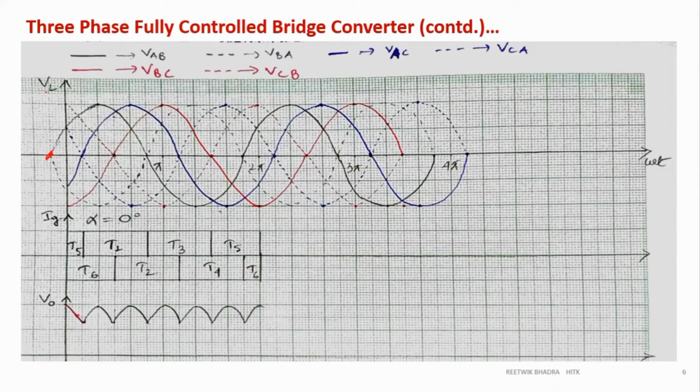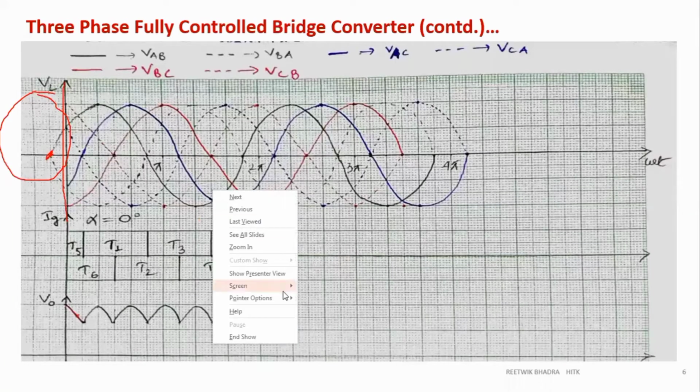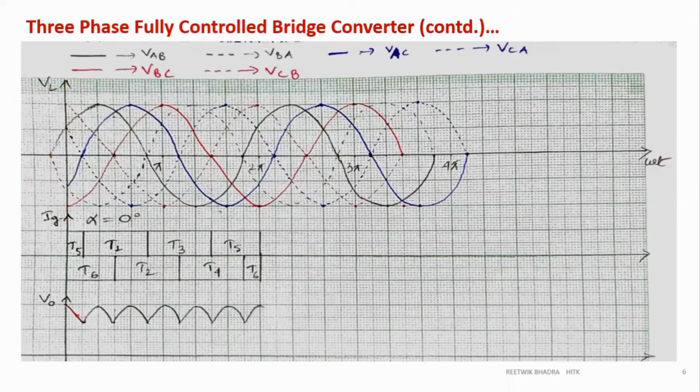So there should be some space on the left hand side of your y-axis. Don't draw your y-axis at the edge of the copy. So you should leave some space and then draw it. Because why? Because you have a plus angle over here. So it is starting from here, this point.